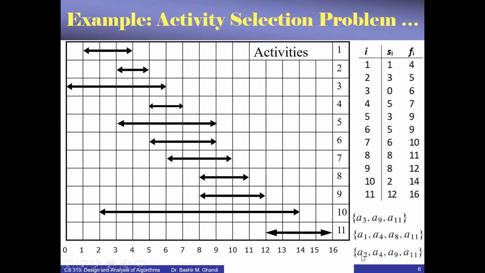Another optimal solution is A2, A4, A9, and A11. You can see A2 finishes at 5. Then A4 starts at 5. Clearly it is mutually compatible, because remember what we said about the time interval: even though this one stops at 5, it stops at 5 but not including the 5. But this one starts at 5, so they are mutually compatible.